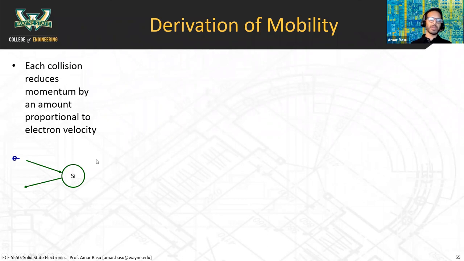So the first thing we can think about here is that every time the electron collides, it has a change in momentum. Each collision reduces the momentum by an amount that's proportional to the electron velocity. Remember, momentum is just equal to m times v. If the electron is traveling at a certain velocity and we basically kill that velocity, say the velocity goes to zero, then the change in momentum is equal to m times the initial velocity. So the change in momentum is equal to the mass of the electron times the velocity at which it's moving.